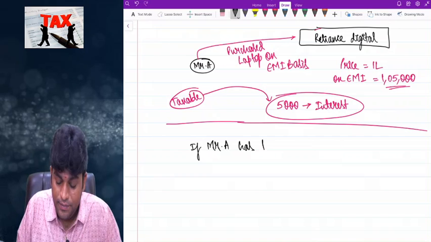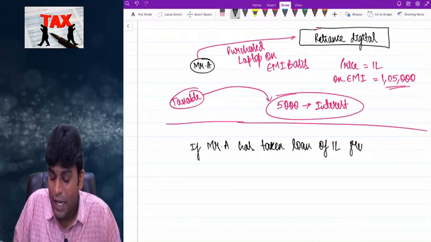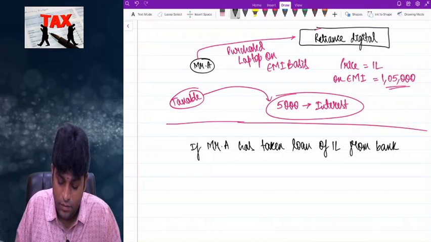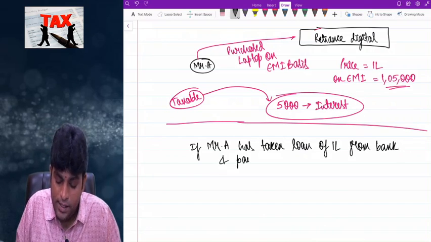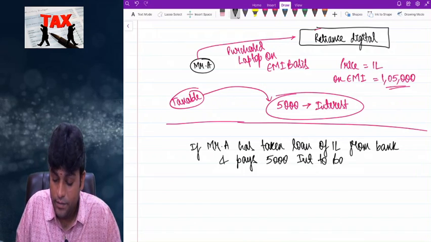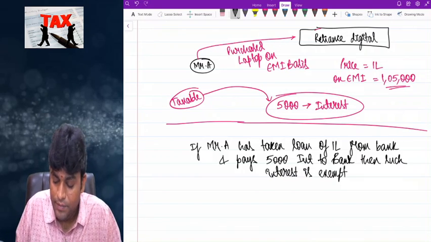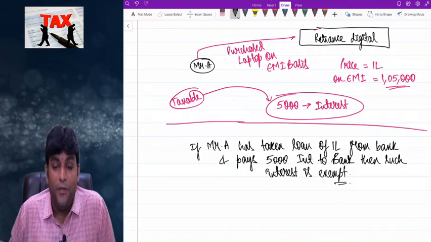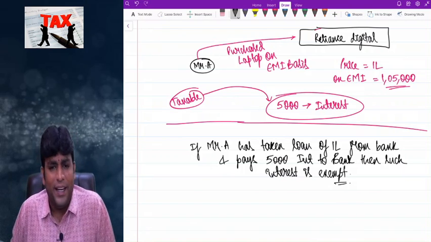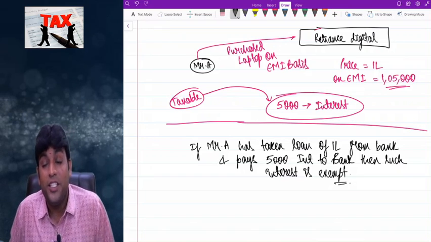But on the other side, let's say Mr. A has taken a loan of 1 lakh from a bank, and pays 5,000 interest to the bank, then such interest is exempt. Why is it exempt? Because service by way of extending deposits, loans, advances, where the consideration is interest or discount, is straightaway exempt. In the first case, why is it not exempt?